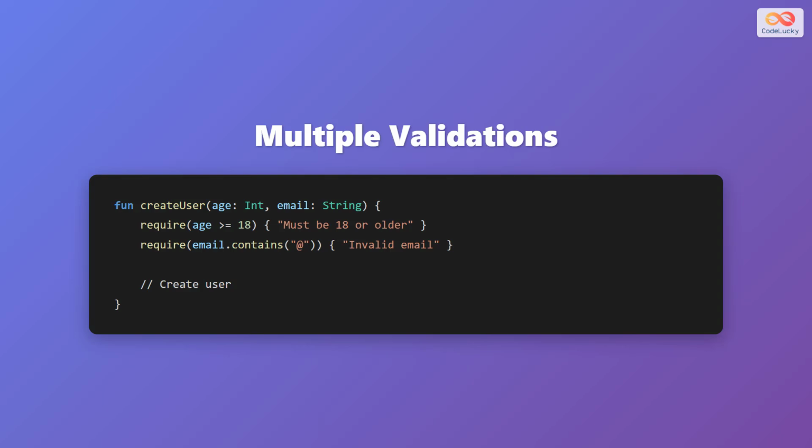Often, you need to validate multiple conditions in a single function. You can chain multiple require statements together. In this createUser function, we validate two different conditions. First, we require that the age is greater than or equal to 18, ensuring users meet the minimum age requirement. Second, we require that the email contains an @ symbol, providing basic email format validation. Each require statement has its own custom error message. If any condition fails, the function immediately throws an exception with the appropriate message, preventing invalid user creation.